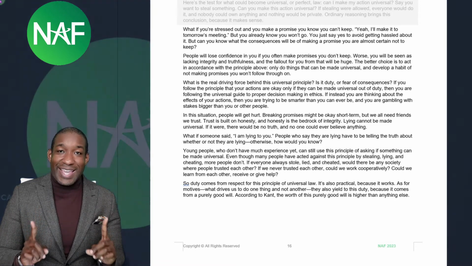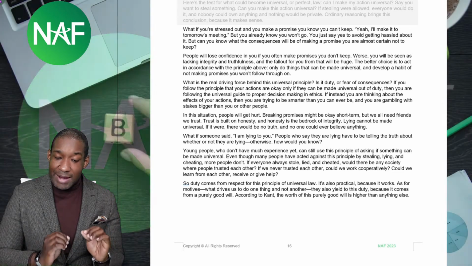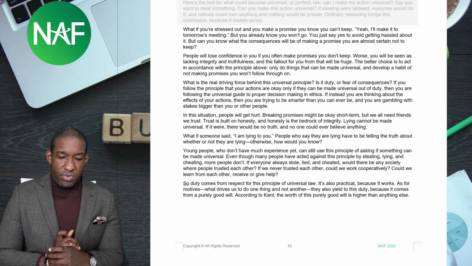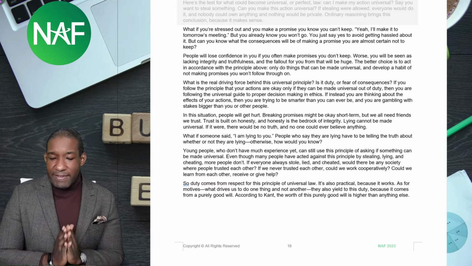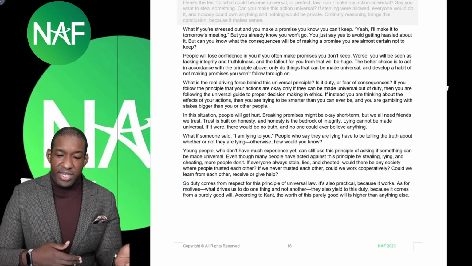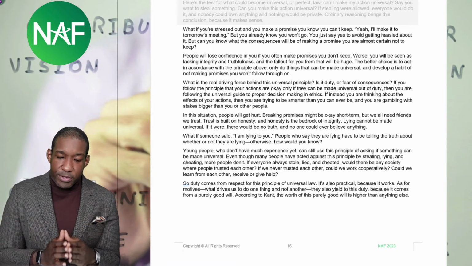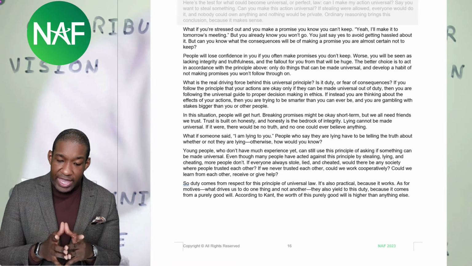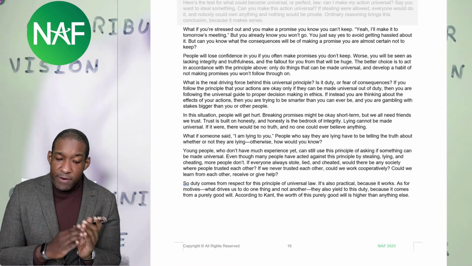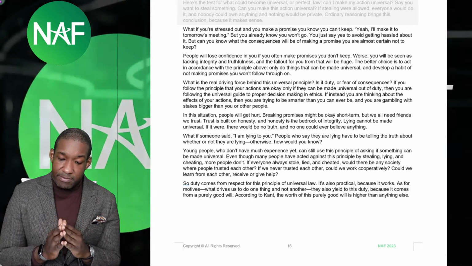Only do things that can be made universal, and develop a habit of not making promises you won't follow through on. What is the real driving force behind this universal principle? Is it duty or fear of consequences? If you follow the principle that your actions are okay if they can be made universal out of duty, then you are following the universal guide to proper decision making in ethics.